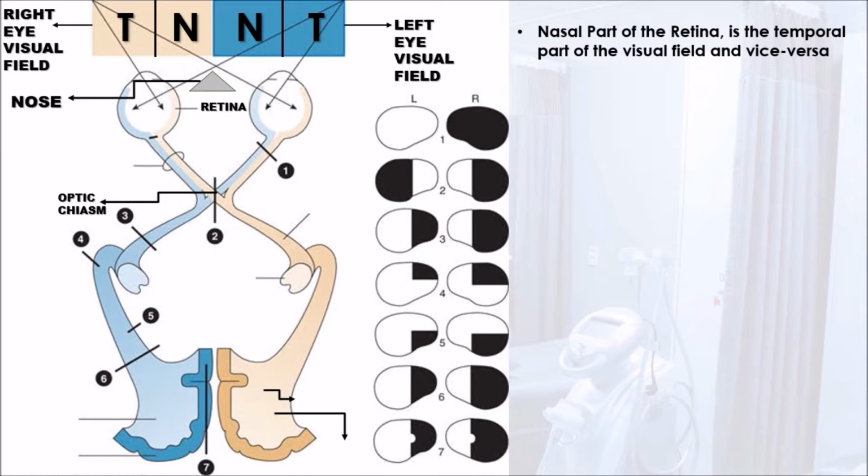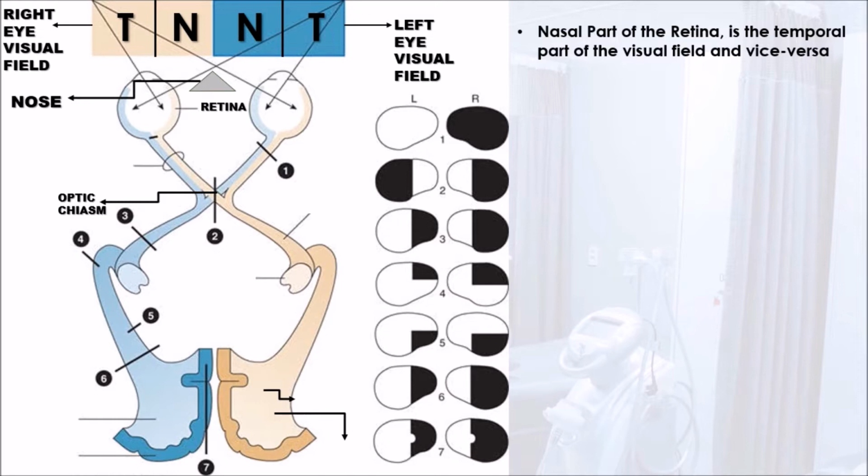From the retina, you can see in the middle we have the optic chiasm. At that point there's a crossover. What crosses over is the nasal part of the retina. This is very key because when we start talking about the defects, you will know how they manifest along the visual pathway. So the nasal portion of the retina crosses over, which tells you the defect will be seen on the temporal visual field.